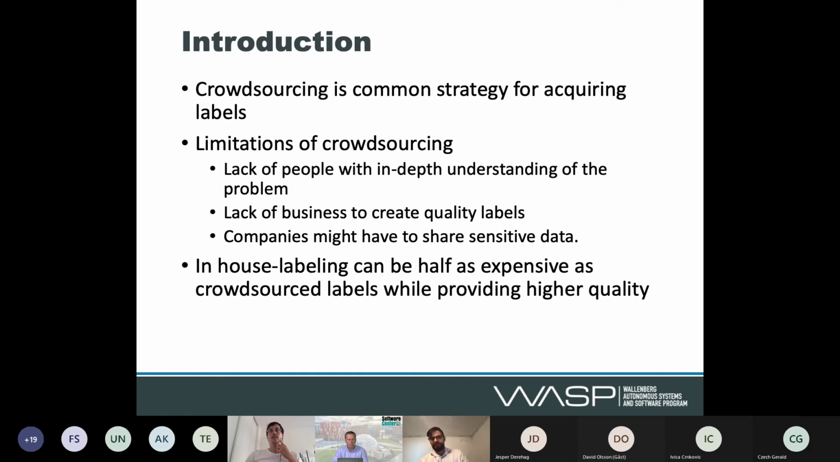And you have different strategies that you can use to get labels, such as crowdsourcing, for example, but crowdsourcing might not be attractive to all people, mostly because you have to share sensitive data with them. And they might lack people with in-depth understanding of the problem and the business to create labels. And in-house labeling can be half as expensive as crowdsourced labels and also provide higher quality.